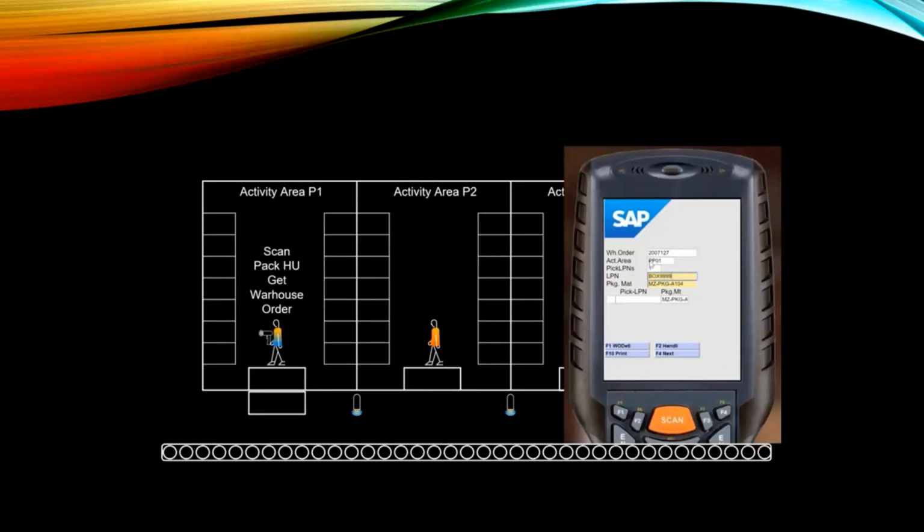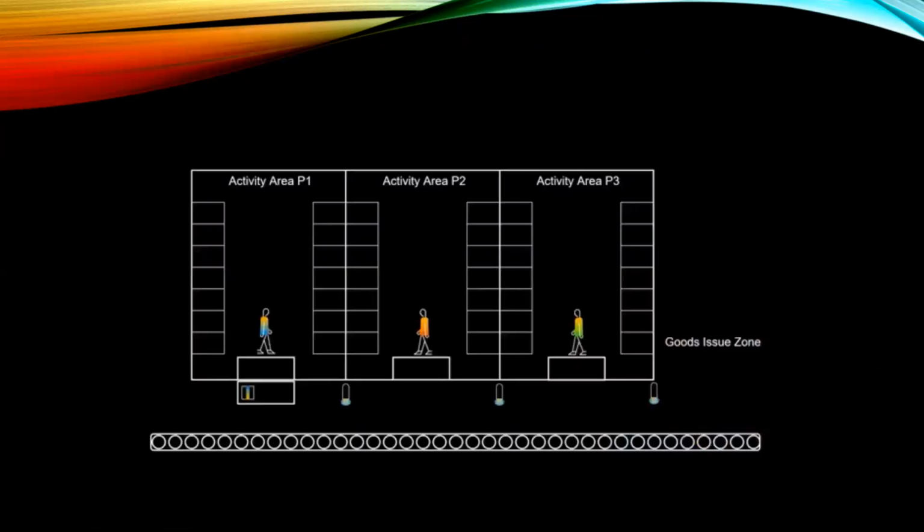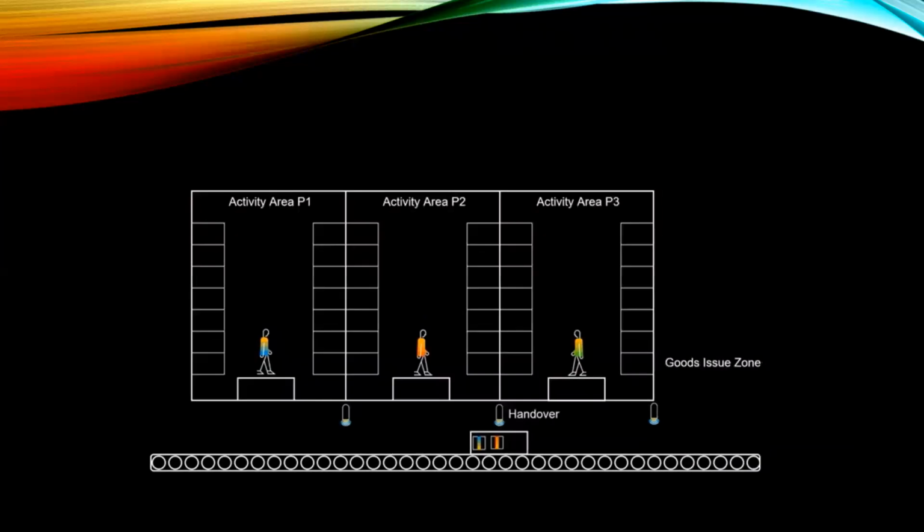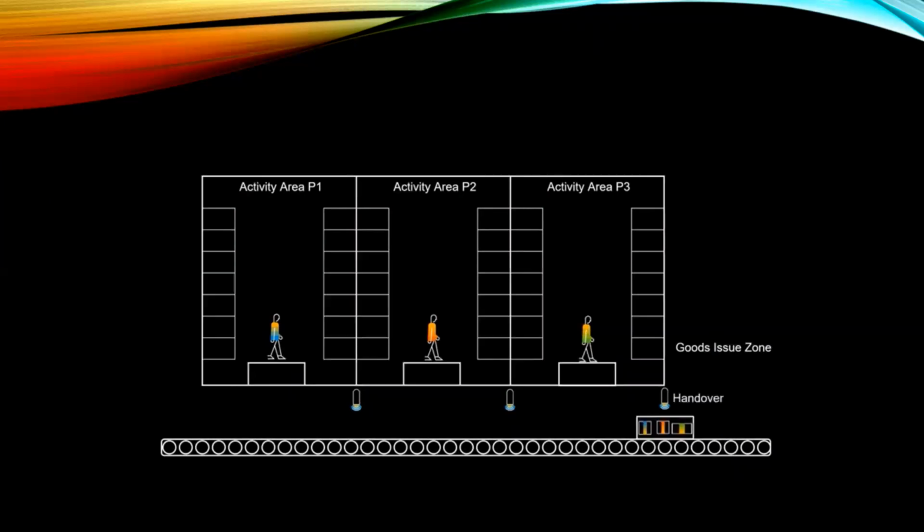This is how it looks. With the RF gun, the picker is going to scan, place the product, and move to the next activity area, and picker 2 is going to perform the same activity and place the product in the container, and the same with picker 3 as well. And when the shipment has moved to the final handover point, it is going to go to the GI zone from area 3.